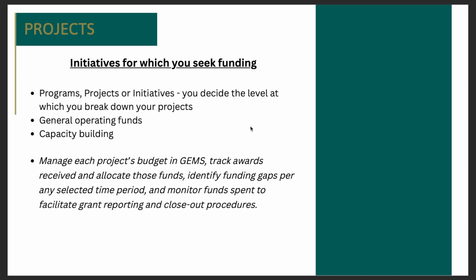Next is projects. Projects represent the initiatives you're seeking funding for. This could include programs, general operations, or strategic efforts like capacity building. For example, let's say a nonprofit is running an after school literacy program, a community garden, and a capital campaign to renovate a new building. Each of these can be set up as a separate project in GEMS.